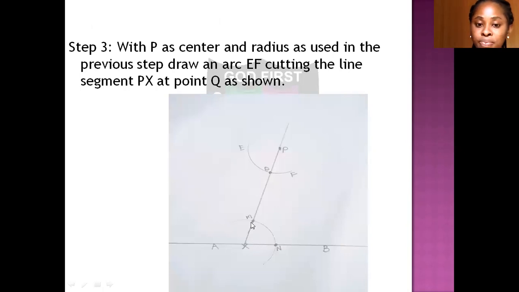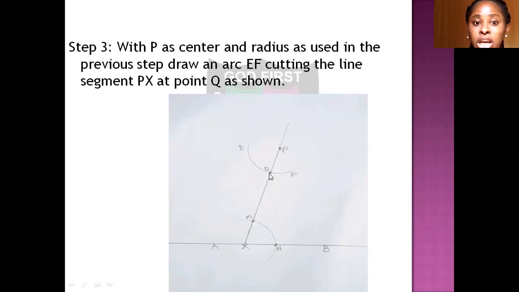Step three: with the same radius which you used in drawing the arc of M and N, place your compass on P. Don't make the radius bigger and don't make it smaller. The same radius you used in constructing the first one, you'll use in constructing the second one. Draw an arc EF cutting the line PX. Where the line PX crosses the arc EF, name it Q, which is the point of intersection.